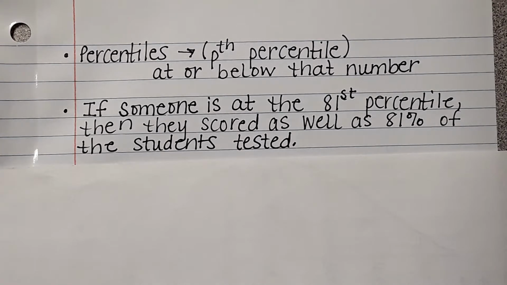Percentile always goes from the bottom to up. You never go from the top down. It's always from the bottom up. So 81%. So there's 81% of people below you, basically, okay?